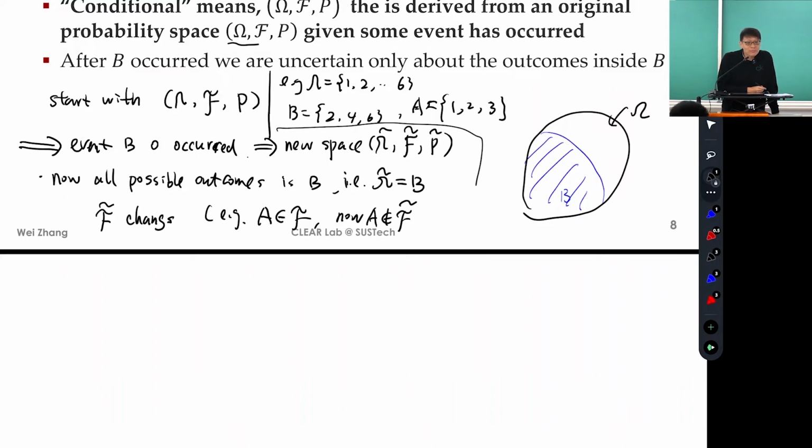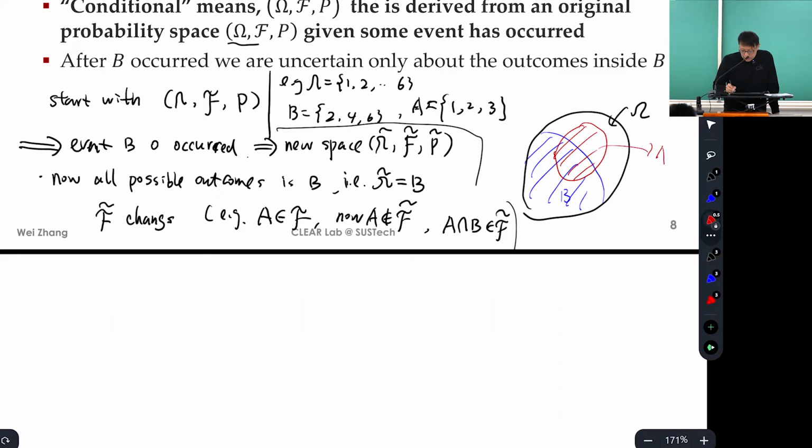That could be A, right? All right. So A, according to the new probability space, is not a subset of the new sampling space, by the way. But A intersect B belongs to this. In other words, now you want to evaluate, let's say this is my A. I know some part of A is impossible. Only this part has meaning. So that's A intersect with B.